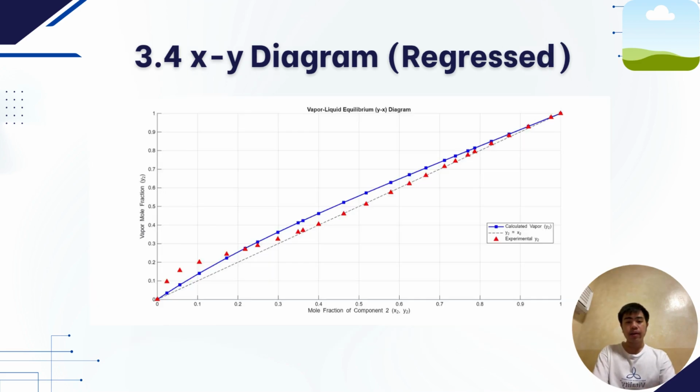The XY diagram is crucial for designing separation equipment. This plot compares our regressed model calculation against the experimental vapor compositions. The close proximity of the calculated curve to the experimental points confirms that our regressed model, utilizing the fitted K sub 1 2 parameter, successfully captured the actual phase equilibrium behavior and relative volatility of the mixture.